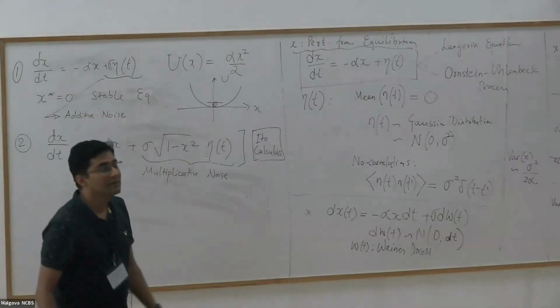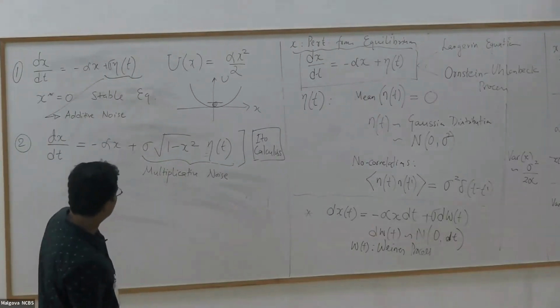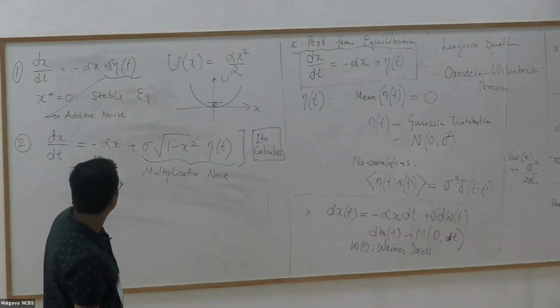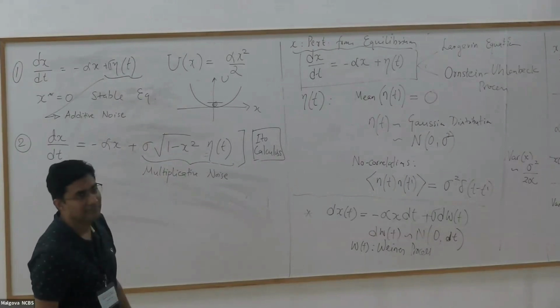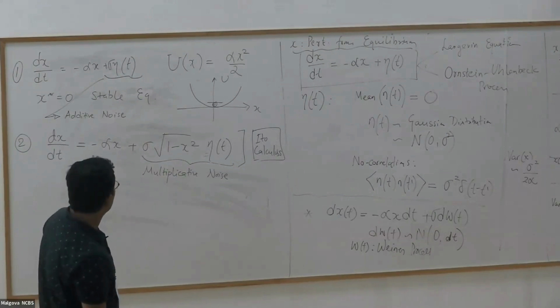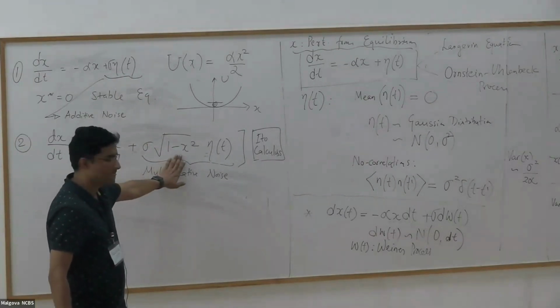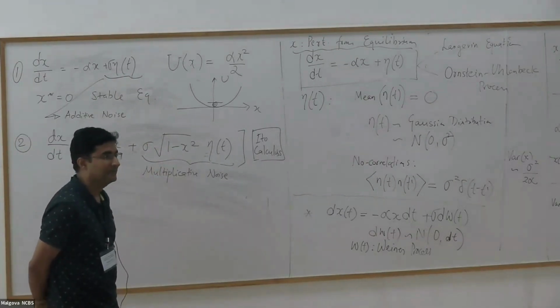When you take x equal to 0 in the second equation, the stochastic part, sigma times eta t, becomes a non-zero value. Whereas if x is 1 or minus 1, then the deterministic part is negative alpha, and the stochastic part is 0. So if you get to minus 1 or plus 1, you're not going to go away from there. Whereas at 0, although the deterministic part is 0, the stochastic part pushes you away. It's a really good point.